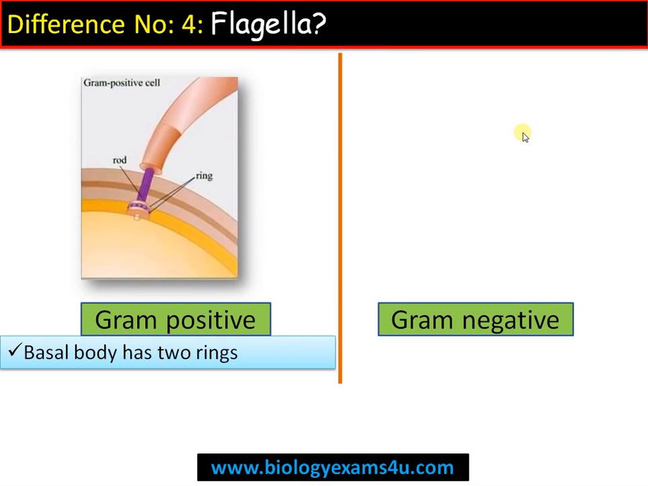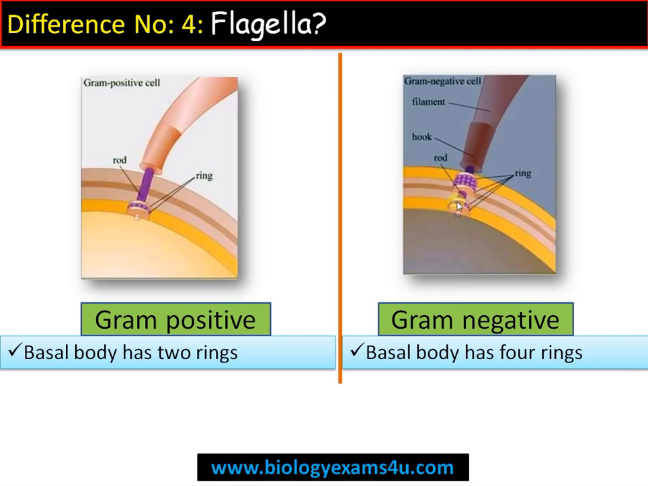Next is regarding the flagella. In gram-positive bacteria, the basal body has 2 rings. It is the region from where the flagella arise in a bacterium, and it has 2 rings. Whereas in gram-negative bacteria, the basal body consists of 4 rings.